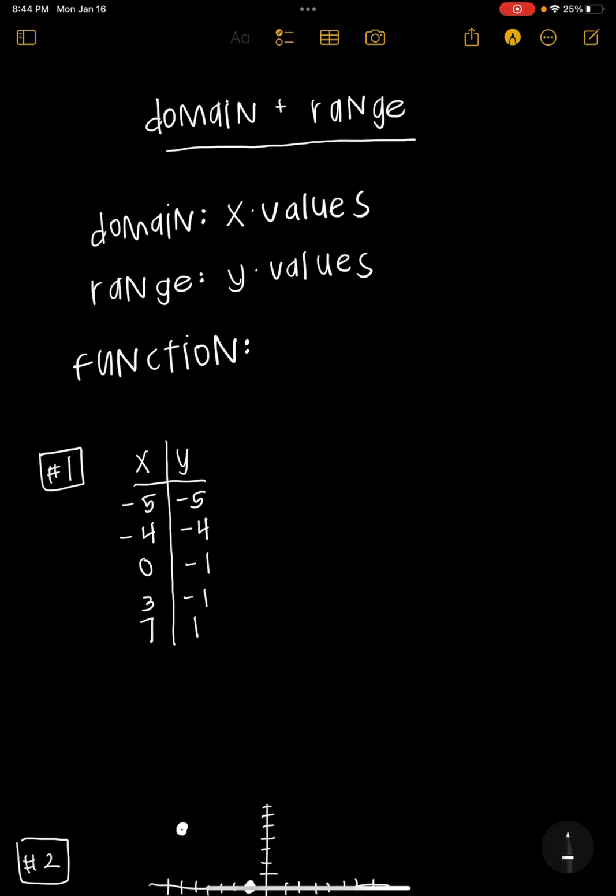And then the other thing that we're going to talk about in this self-check is whether something is a function or not. And something's a function if all of the x's are different. So the x's have to be different. Or it has to pass the vertical line test. So I'm just going to say vertical line test, and we'll talk about that in a second.